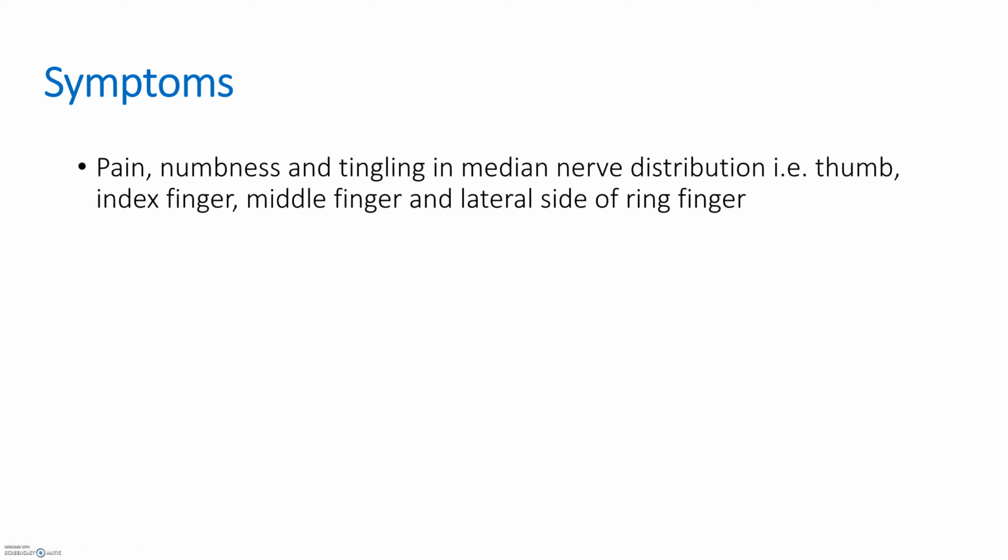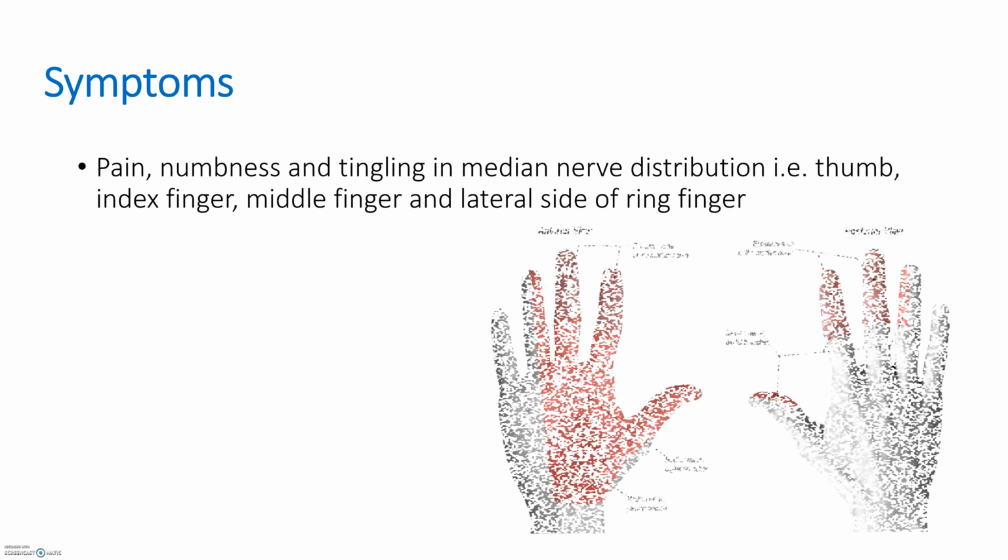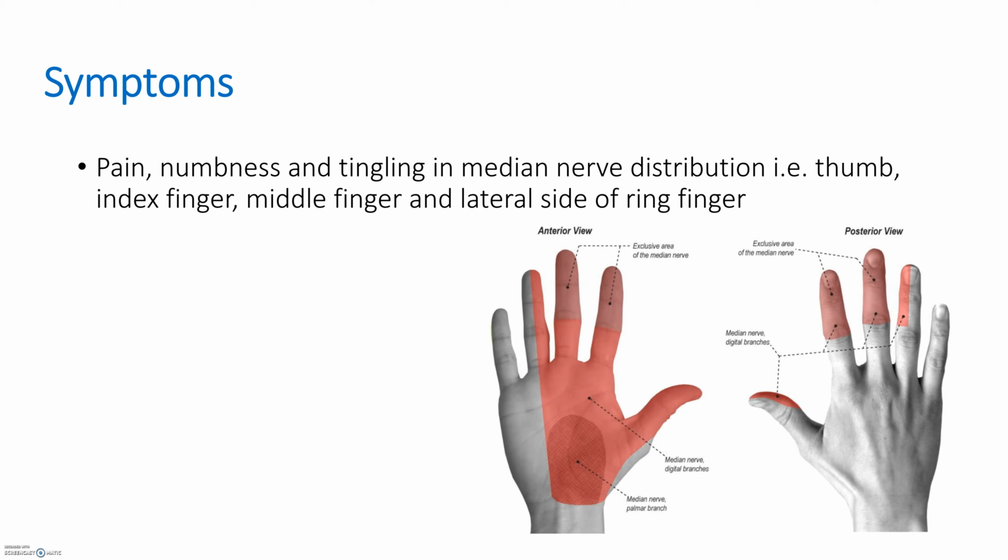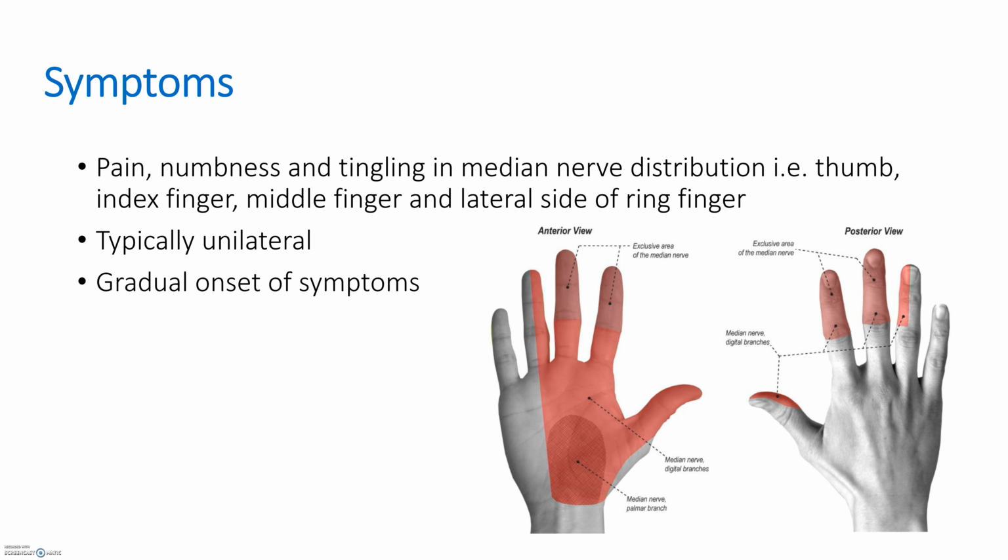So there are various symptoms that you can get with carpal tunnel syndrome. Classically, you're going to get pain, numbness, and tingling within the distribution of the median nerve. This diagram presents this quite well. You can see it can affect the thumb, index finger, middle, and lateral side of the ring finger. These are all areas innervated by the median nerve. It's typically found on one side, and onset of symptoms will come on quite gradually. It's worse at night, and there can be poor grip strength associated with it.